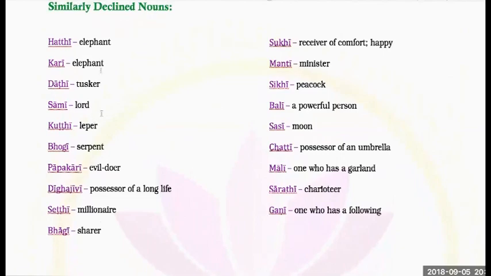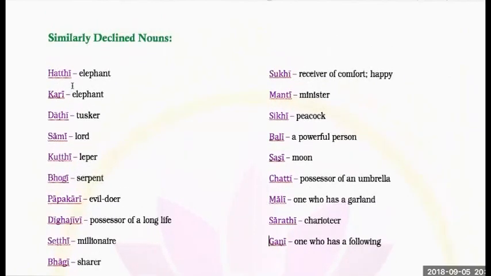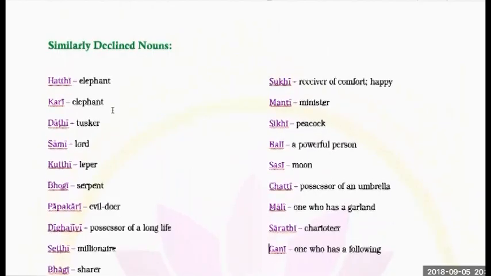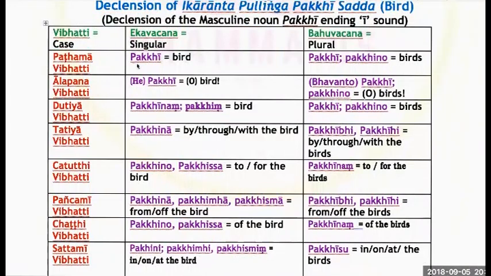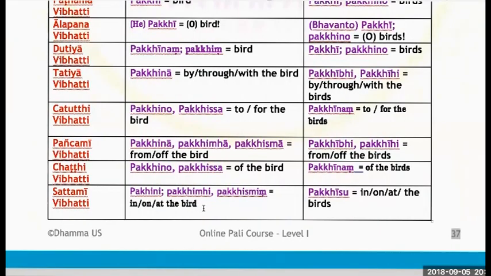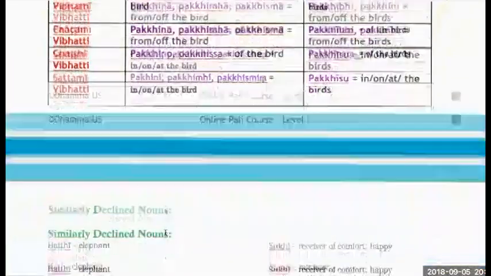Okay, so we can actually decline these nouns. If we take this one, hathi, let's try. Hathi, hathi, hathino. He hathi, bhavanto hathi, hathino. Hathinang, hathing, hathi, hathino. Hathina, hathibhi, hathihi, hathino, hathisa, hathinang, hathina, hathimha, hathisma, hathibhi, hathehi, hathino, hathisa, hathinang, hathini, hathimhi, hathismin, hathesu. Okay, hathi, elephant.